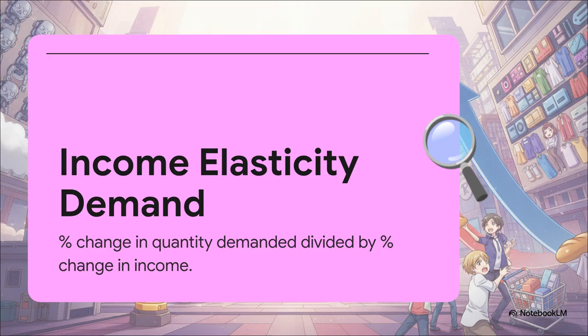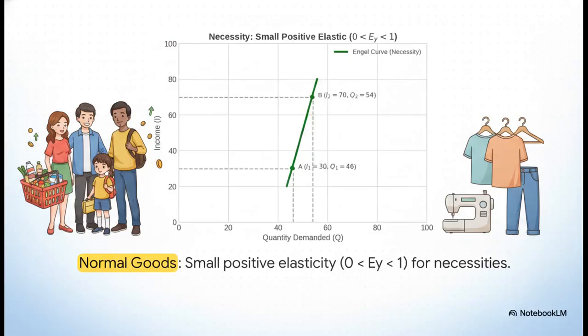Like, if you lose your job and your income falls, you're probably going to buy less ice cream. And when that happens, ice cream is categorized as a normal good. For normal goods, we see two distinct patterns. First, this steep, upward-sloping angle curve represents a small positive elasticity, landing somewhere between 0 and 1. Notice how income more than doubles from 30 to 70, but the quantity demanded only extends slightly, just from 46 to 54. This basically applies to day-to-day necessities like food and clothing.